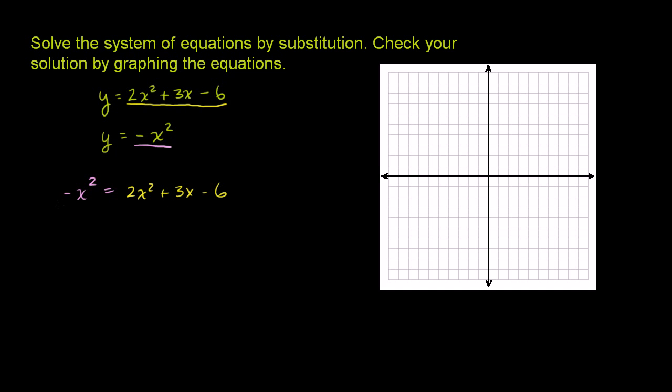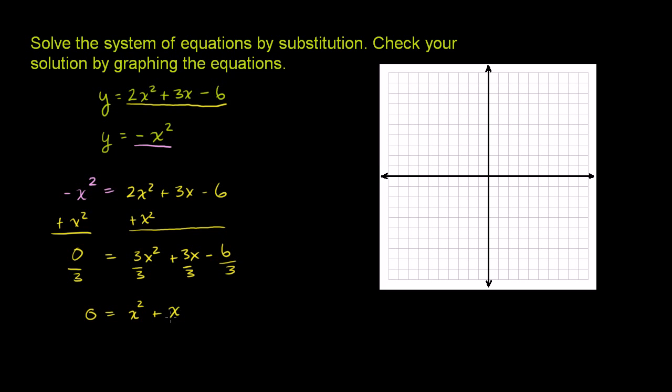A good starting point, let's just add x squared to both sides. And we end up with 0 is equal to 3x squared plus 3x minus 6. Then just to simplify the right-hand side, we can divide both sides of the equation by 3. We can divide everything by 3, and we're left with 0 is equal to x squared plus x minus 2.